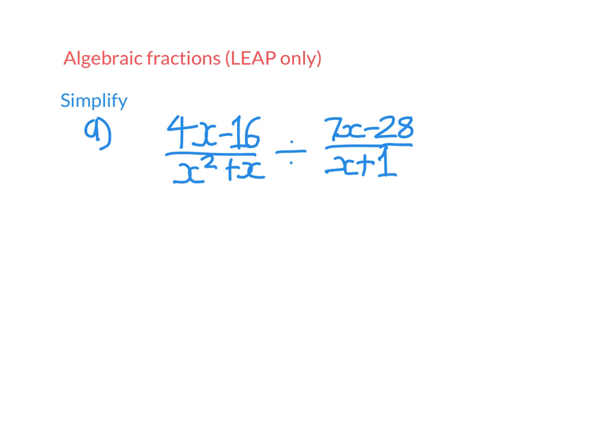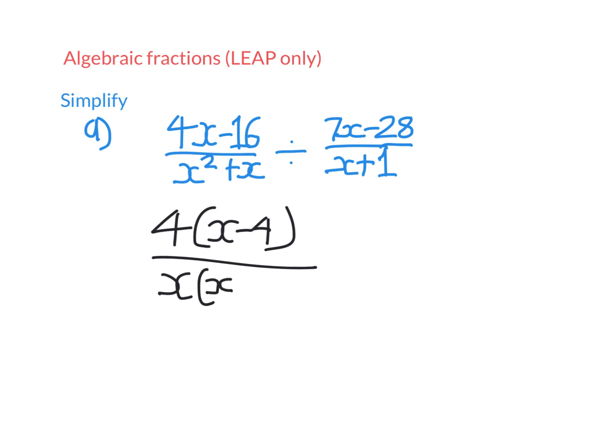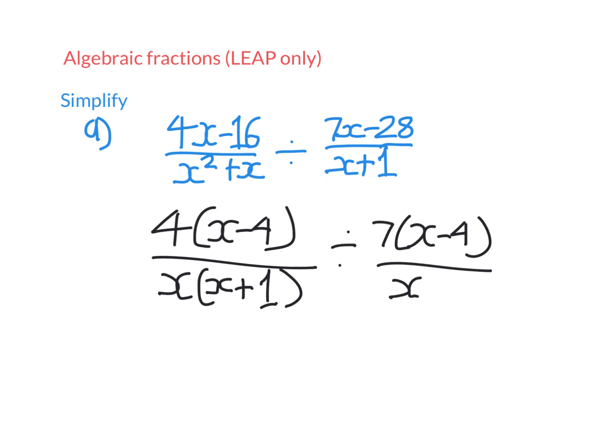So 4x plus 16, well, the highest common factor is 4, and then x minus 4 goes in the brackets. I can simplify x squared plus x. They have a common factor of x. So what do you times by x to get x squared? x. What do you times by x to get x? 1. And then similarly, I can factorize 7x minus 28 as 7 outside of x minus 4. Now, x plus 1 can't be factorized, so I'm going to leave it as it is.